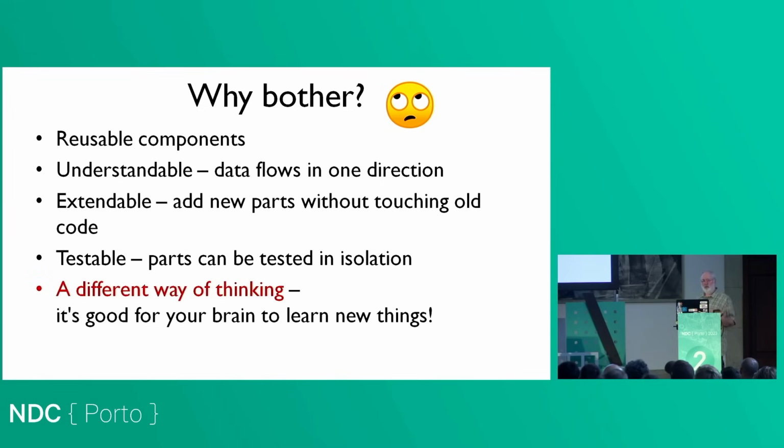And finally, it's just a different way of thinking. I do think it's good for your brain to learn different ways of thinking. And if you've only ever done OO, I highly recommend you learn other ways of thinking. I suggest pipeline-oriented functional programming, logic programming like Prolog, and stack-based programming like Forth. It's really good for your brain to learn these different ways, because if you do, you will come up with different solutions.